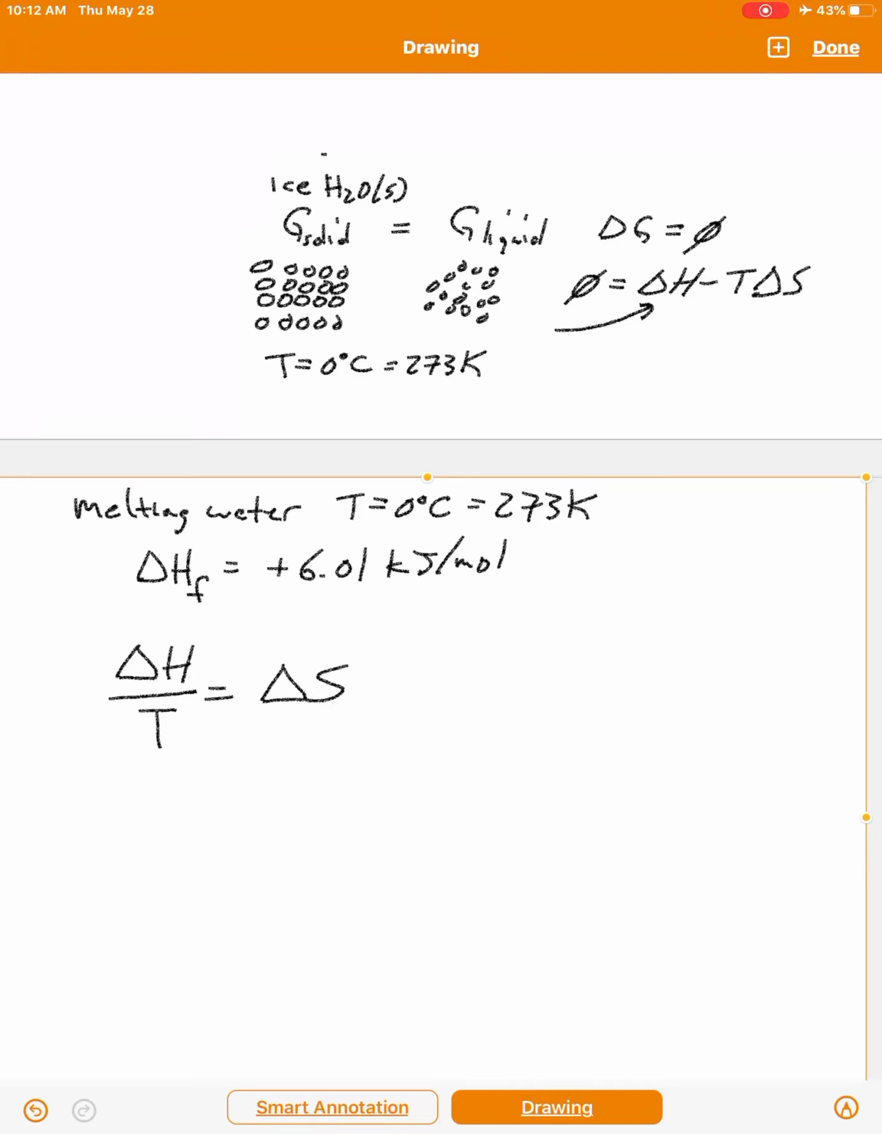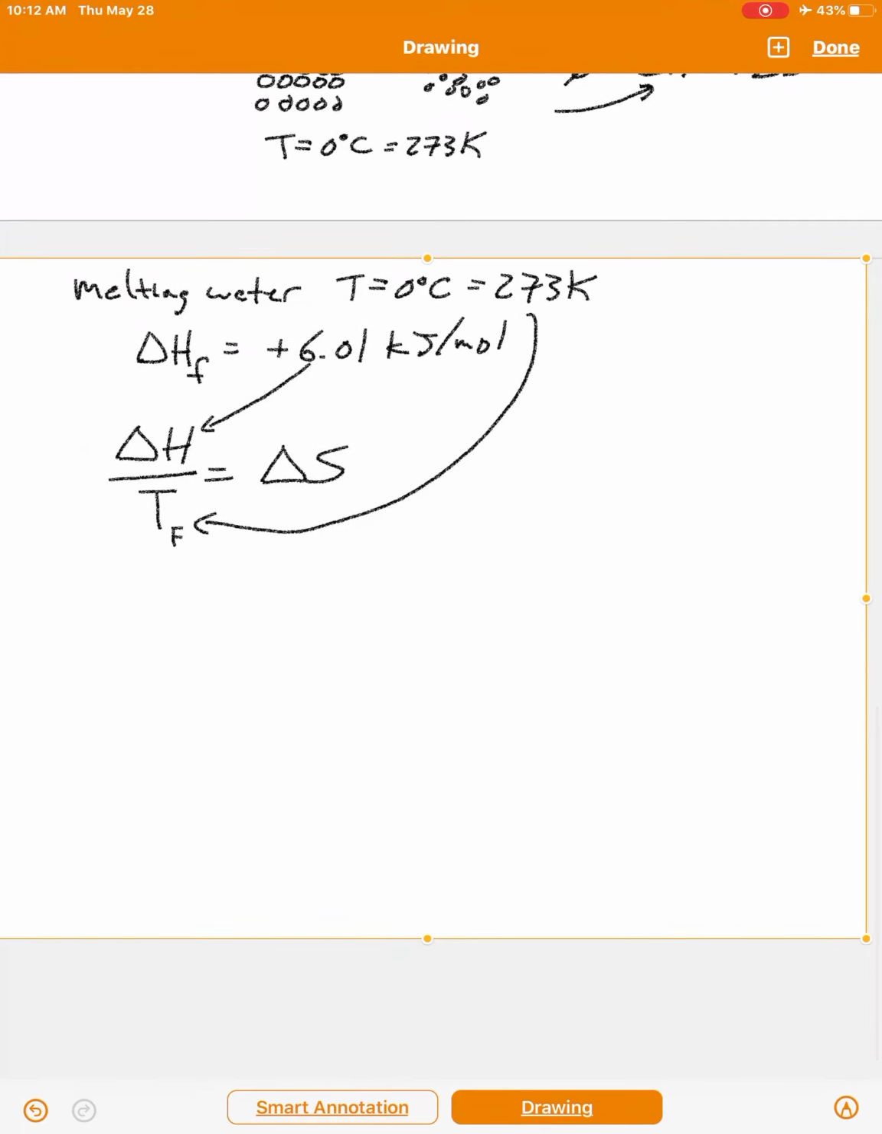How did I get that? 0 equals delta H minus T delta S. Add T delta S to both sides, and then divide both sides by T. So this would be the fusion point, the freezing point of water, and this would be the heat of fusion, which would be right there. That allows you to measure the change in entropy for the water going from a solid to a liquid.